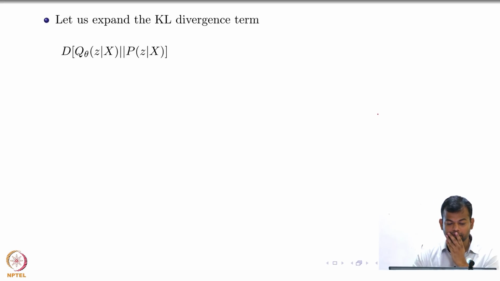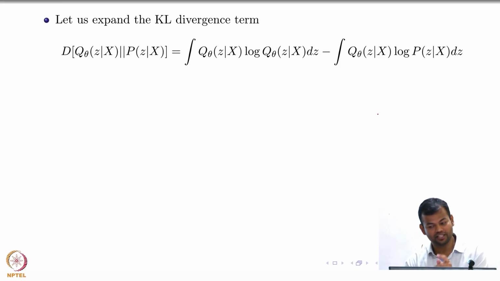So what's the formula for KL divergence? Is it symmetric or asymmetric? Asymmetric. Okay, so that's good. So the order in which you write it matters. So it's integral of q log q minus q log p. And again, this integral is intractable.